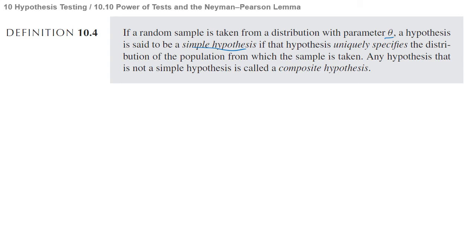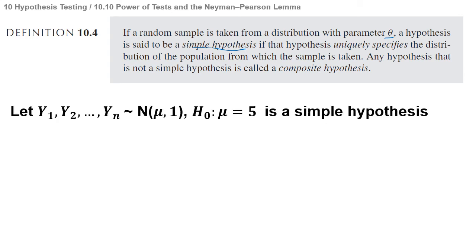Let me give you a simple example to understand what is a simple hypothesis and what is a composite hypothesis. Let y1 to yn follow a normal distribution with mean mu and sigma squared equals 1. And if the null hypothesis is mu equals 5, then if we plug in mu equals 5 here, the sample will follow the normal distribution with 5 and 1. So with the hypothesis, the distribution is uniquely specified like this. So this is a simple hypothesis.